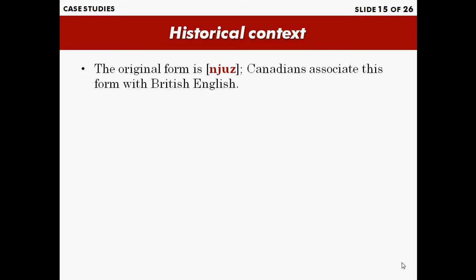So first, some historical context. The older form here is "nyews", with a glide. And if Canadians have any association at all for this form, they would associate it with British English, because it sounds kind of old-fashioned.